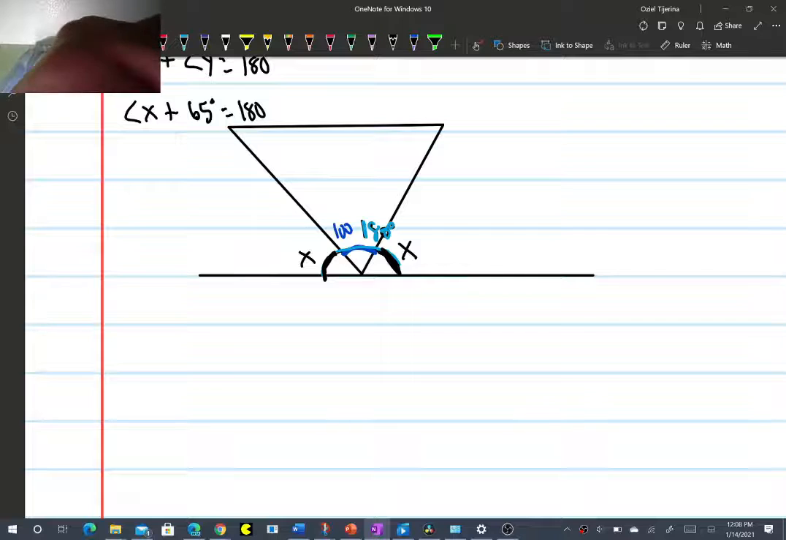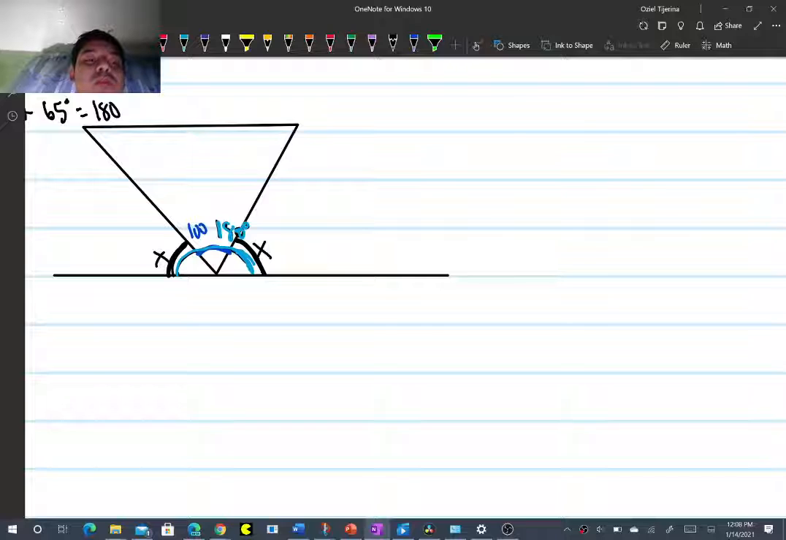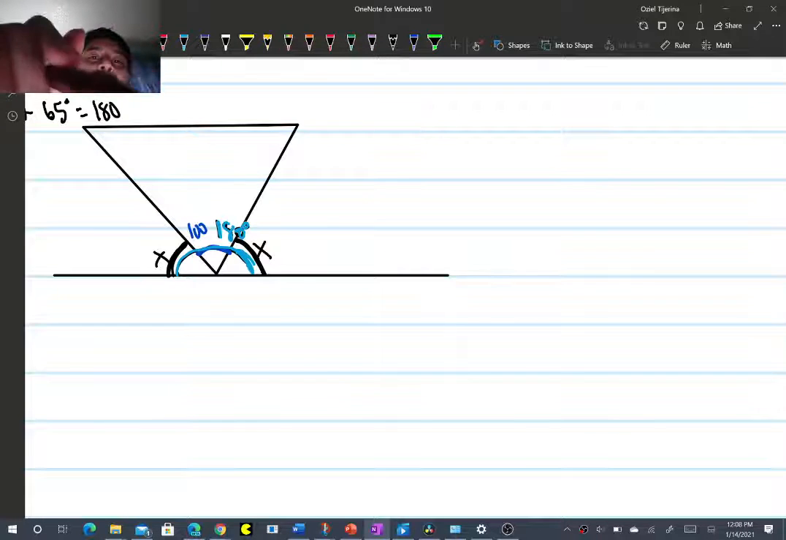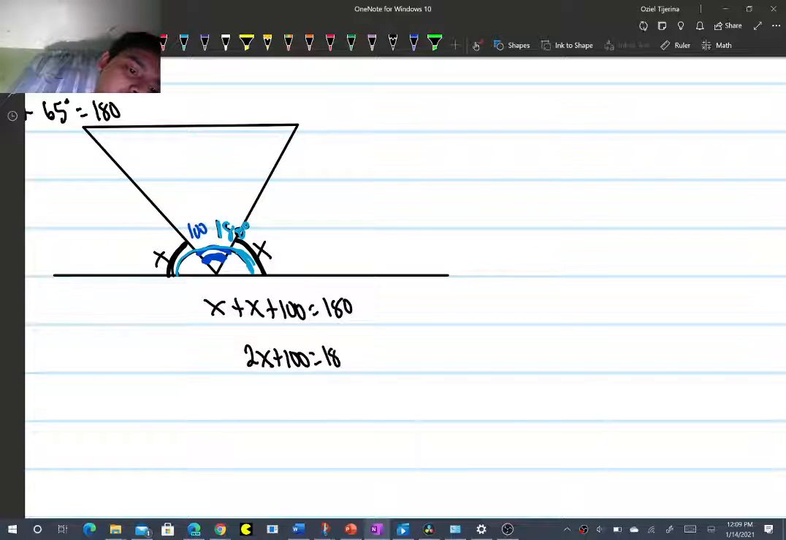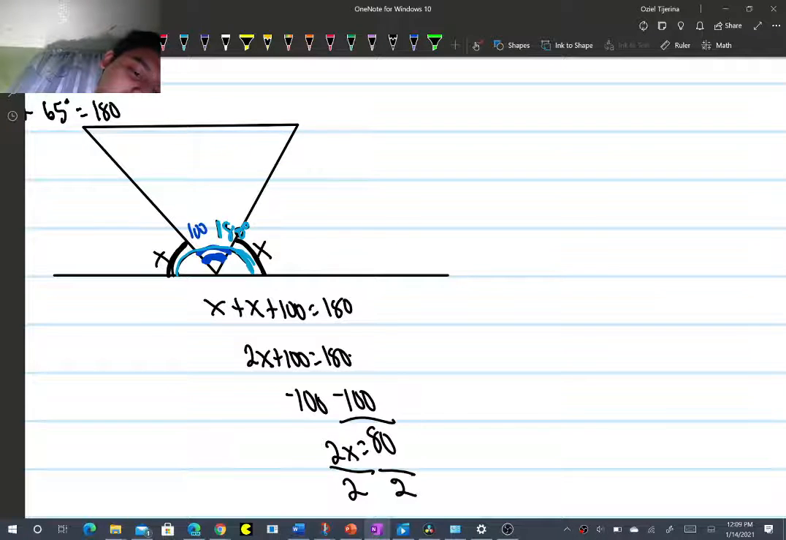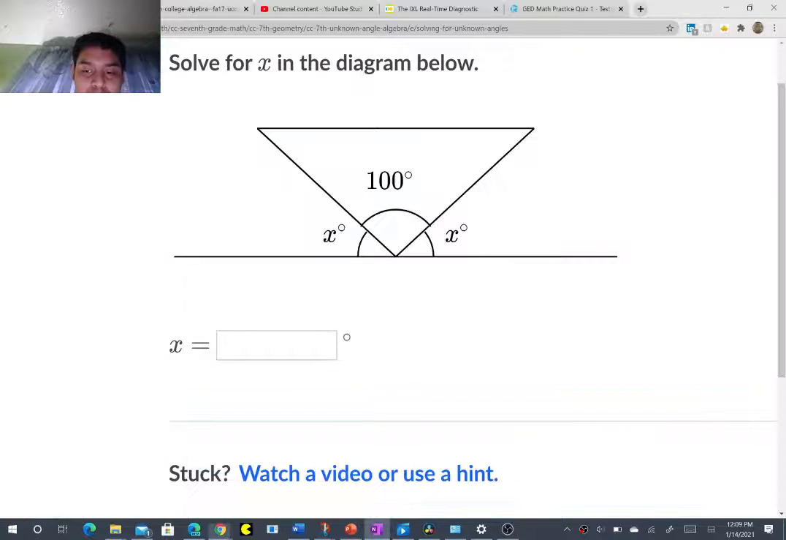I don't want to confuse you guys. Okay, there we go. So this angle here is x, and this angle here is x. We already know that this blue angle here is 100 degrees. So 2x plus 100 equals 180. If you do a little bit of algebra, you get 80 equals 2x, divided by 2 on both sides, x equals 40. Okay, that's how it would be.